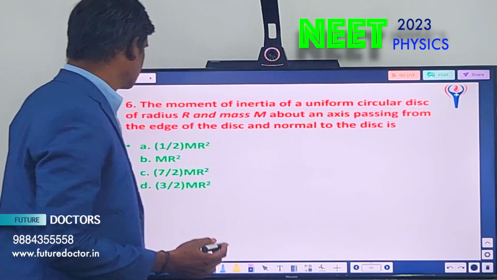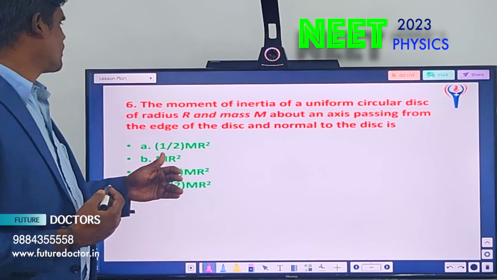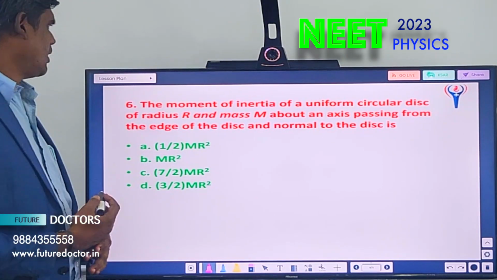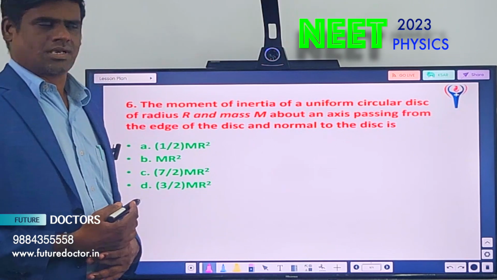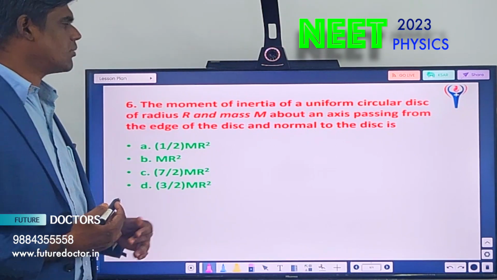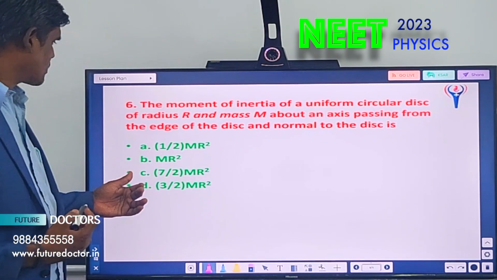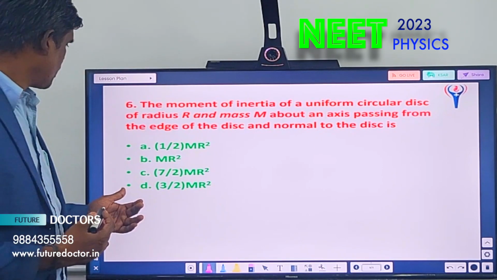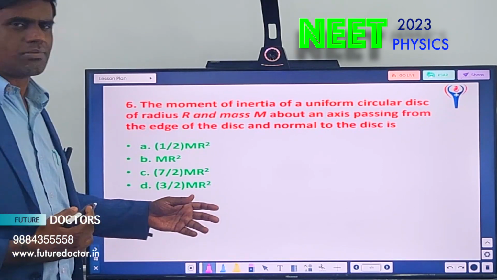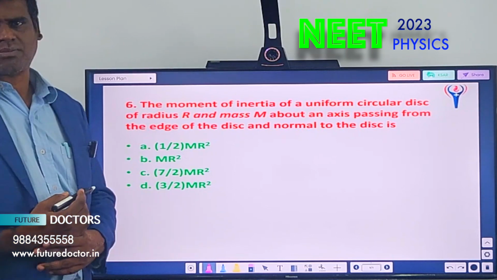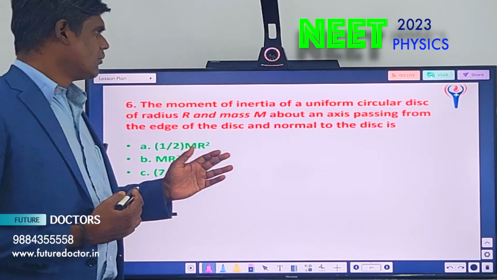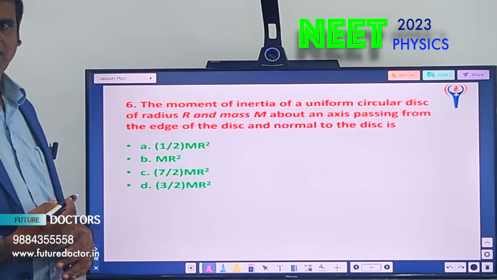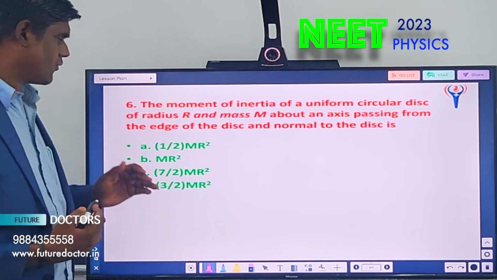Let's move to question number 6. The moment of inertia of a uniform circular disc of radius capital R and mass m about an axis passing through the edge of the disc and normal to the disc is dash. A option 1 by 2 mR square. B option mR square. C option 7 by 2 mR square. D option 3 by 2 mR square. Here you should know the formula for moment of inertia of a circular disc. By knowing the formula, you can find the solution for this question.